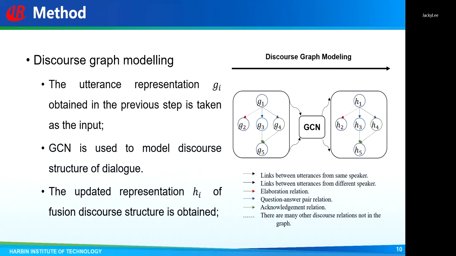After modeling the sequential structure of a dialogue, we model the discourse graph by GCN. Because Molweni provides the discourse structure of each dialogue, we adopt the discourse dependency links as the links in the graph and adopt GCN to update the representations of each utterance. The updated representation H_i, fusing discourse structure, is obtained after the discourse graph modeling module.